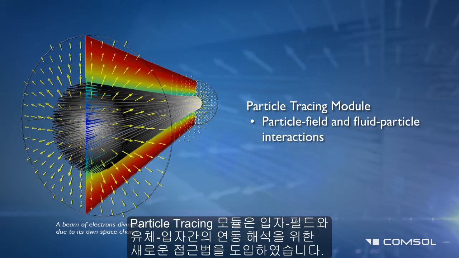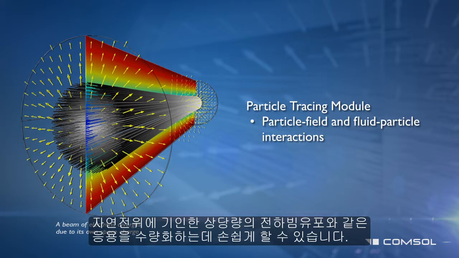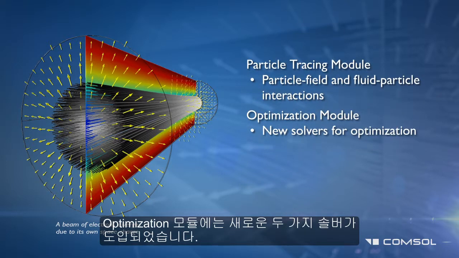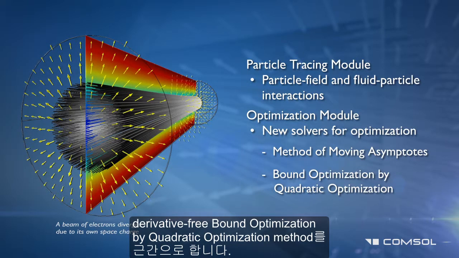The particle tracing module introduces a new approach to modeling particle field and fluid particle interactions. The solver iterates between the particle trajectories and the field to self-consistently include the bidirectional coupling. This makes it easier to quantify applications like the amount charged particle beams spread due to self-potential. Moreover, 2 new solvers have been introduced in the optimization module. These are based on the globally convergent method of moving asymptotes for constrained problems and the derivative-free bound optimization by quadratic optimization method.